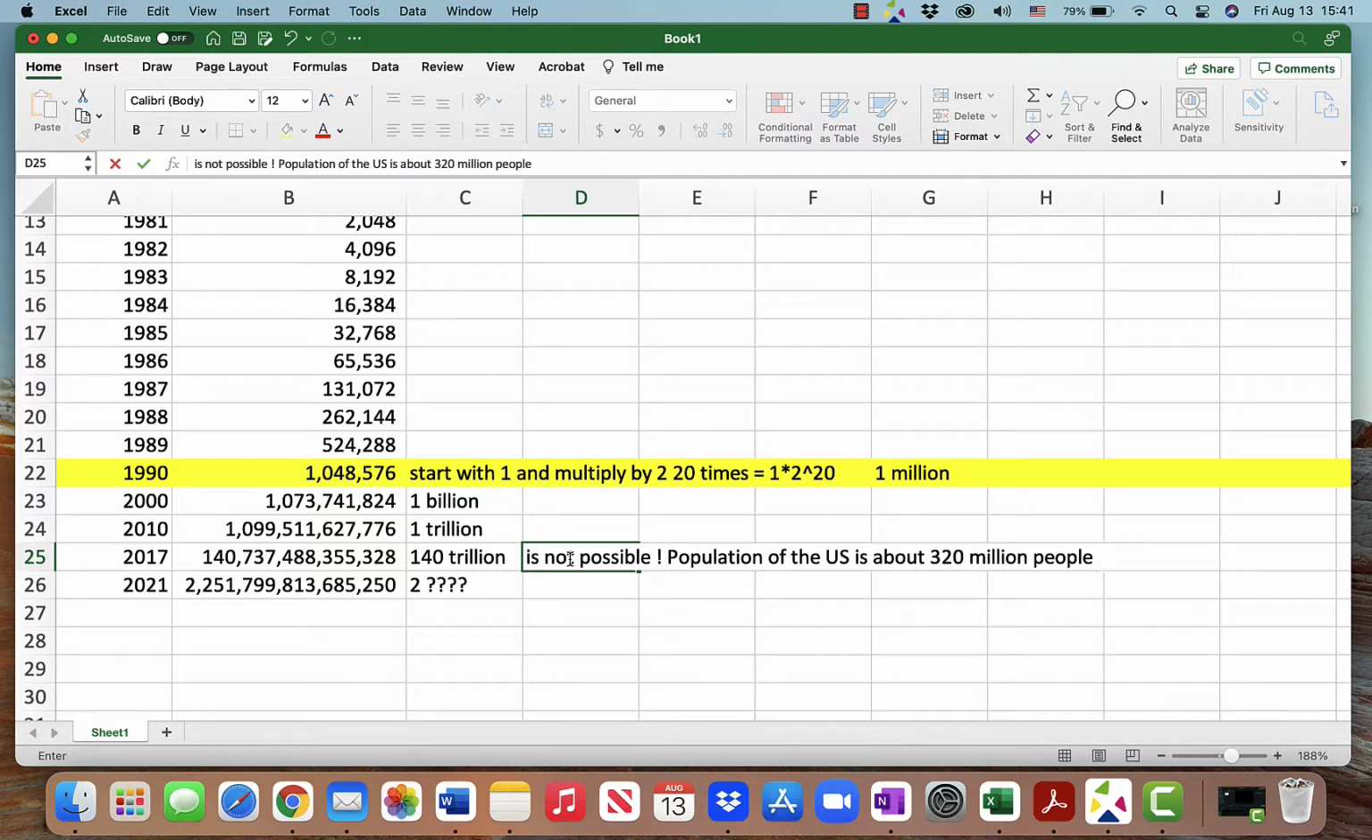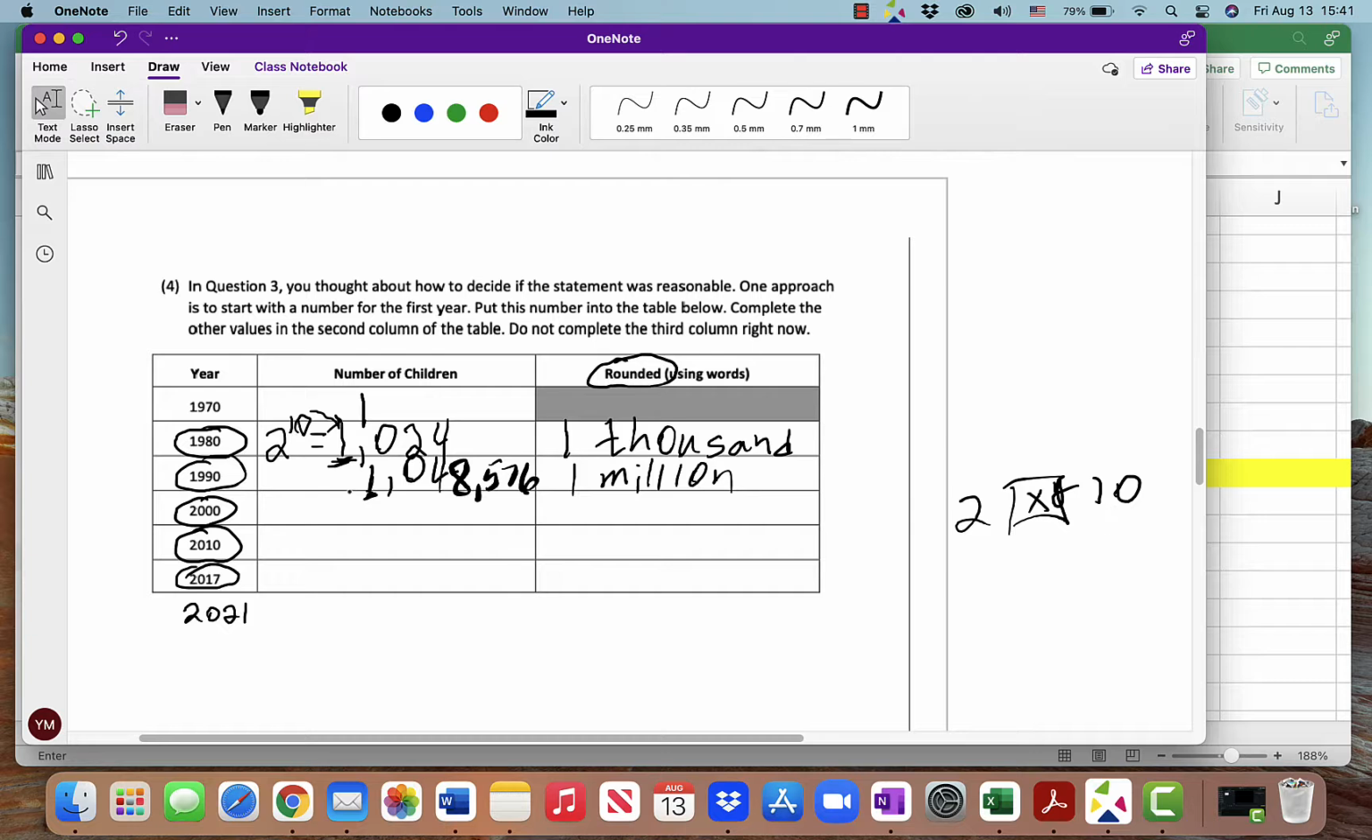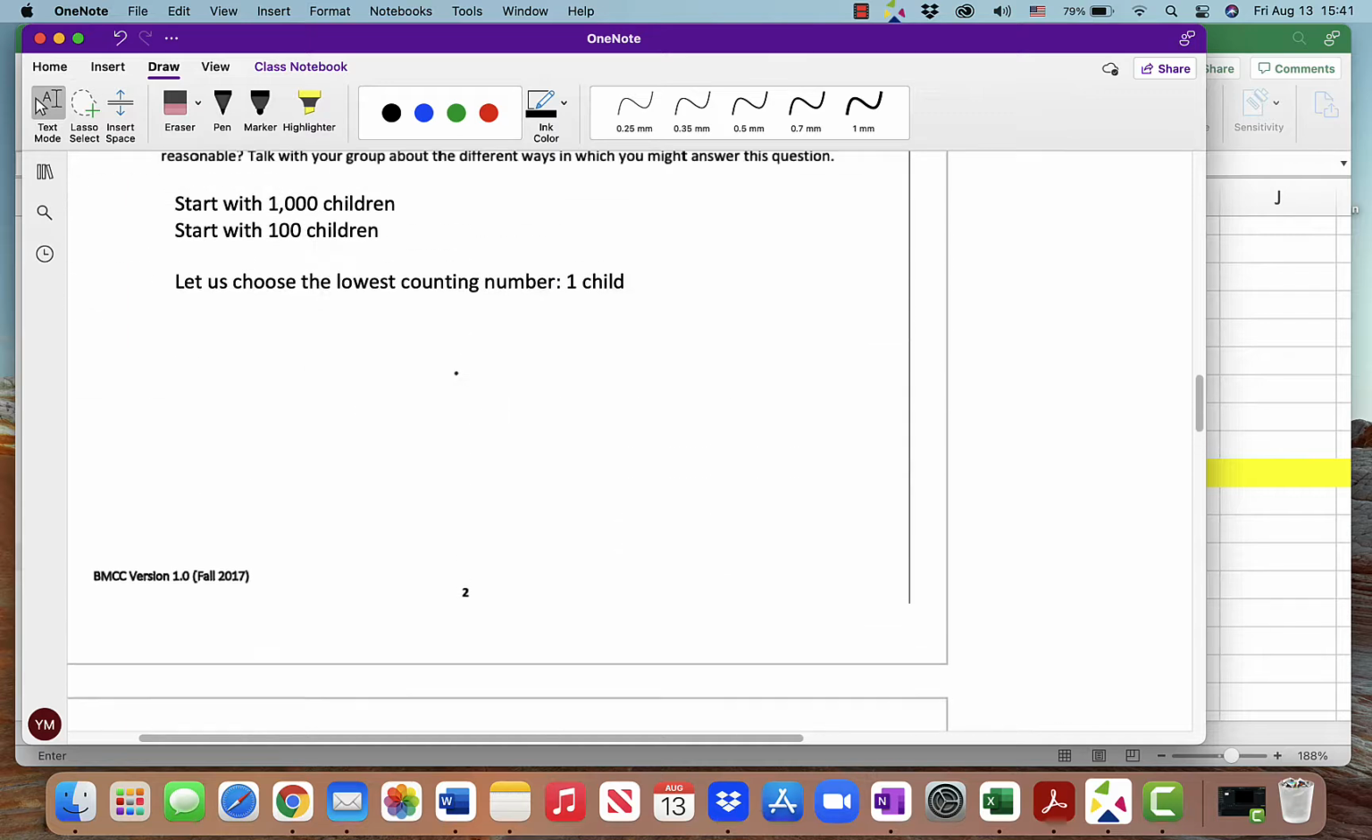So it's not reasonable. And we start with one child. If we were to start with any number larger than that, we'd end up with an even higher number. So that statement is not reasonable because we're getting something that does not make sense. You see how a simple mathematics of multiplying by 2 let us assess that statement and say there's something wrong with it.